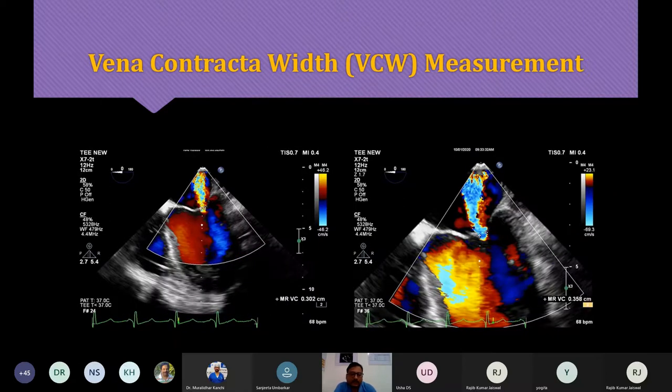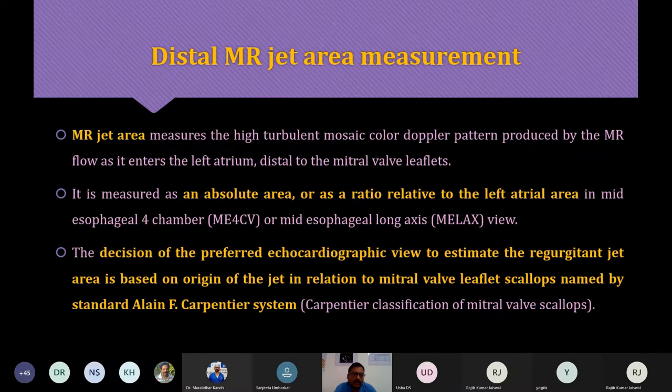Again, this is one more example where we have not zoomed in and we are not able to properly delineate the MR vena contracta. When we zoom in, we are properly delineating it. There is a difference between the two. So zooming is important when we are dealing with the vena contracta measurement.